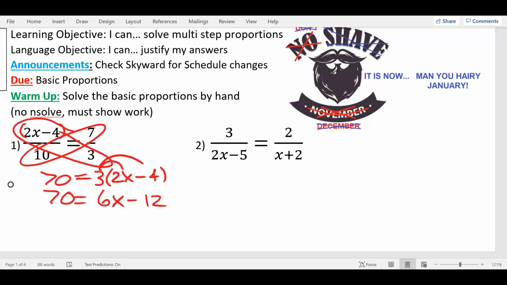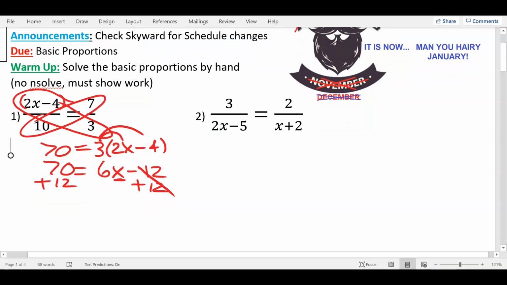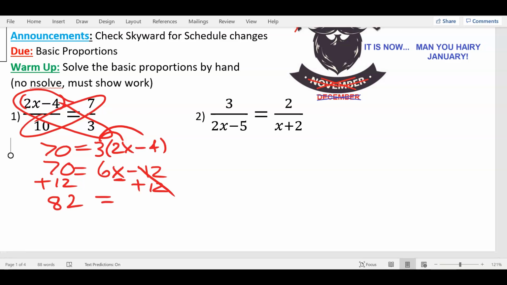To get x by itself, I need to get rid of the loner, which is what? Okay, that minus 12 has to go. The opposite of minus 12 is plus 12, okay? Notice, I wrote it on both sides. I cancel out what is opposite, and now I'm going to add. 70 plus 12 is 82. And then I'm going to bring down 6x, okay?